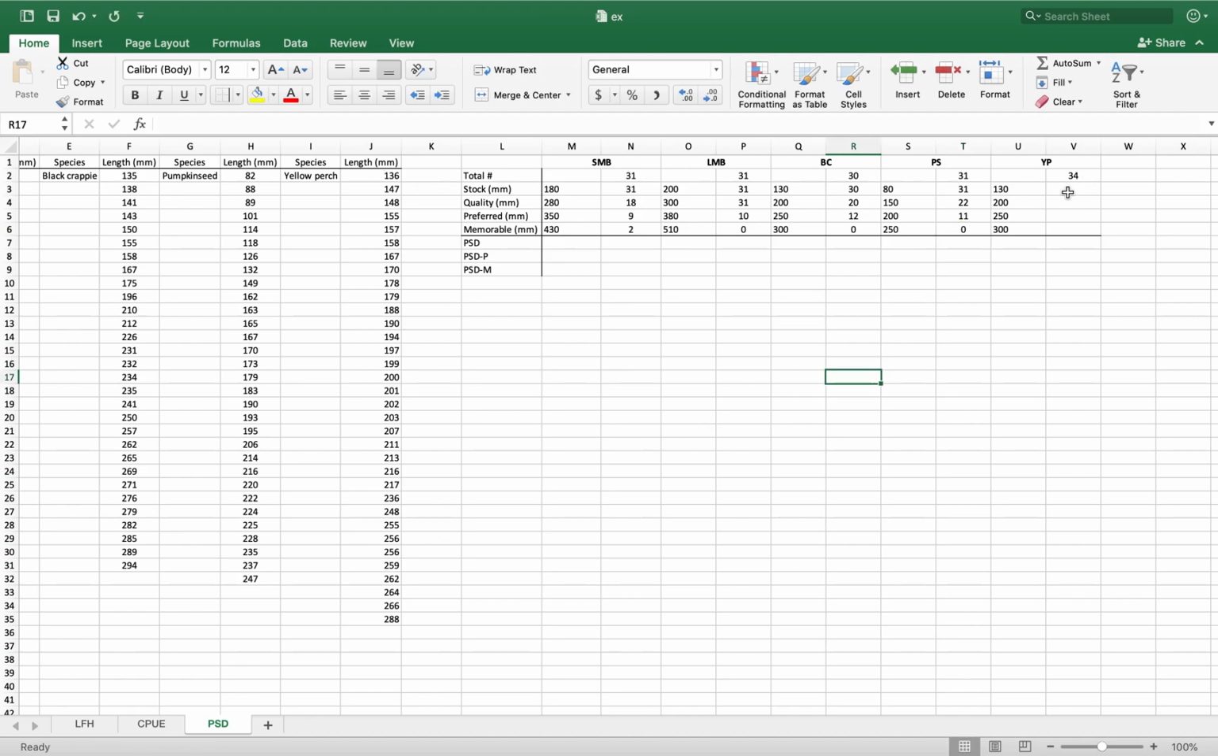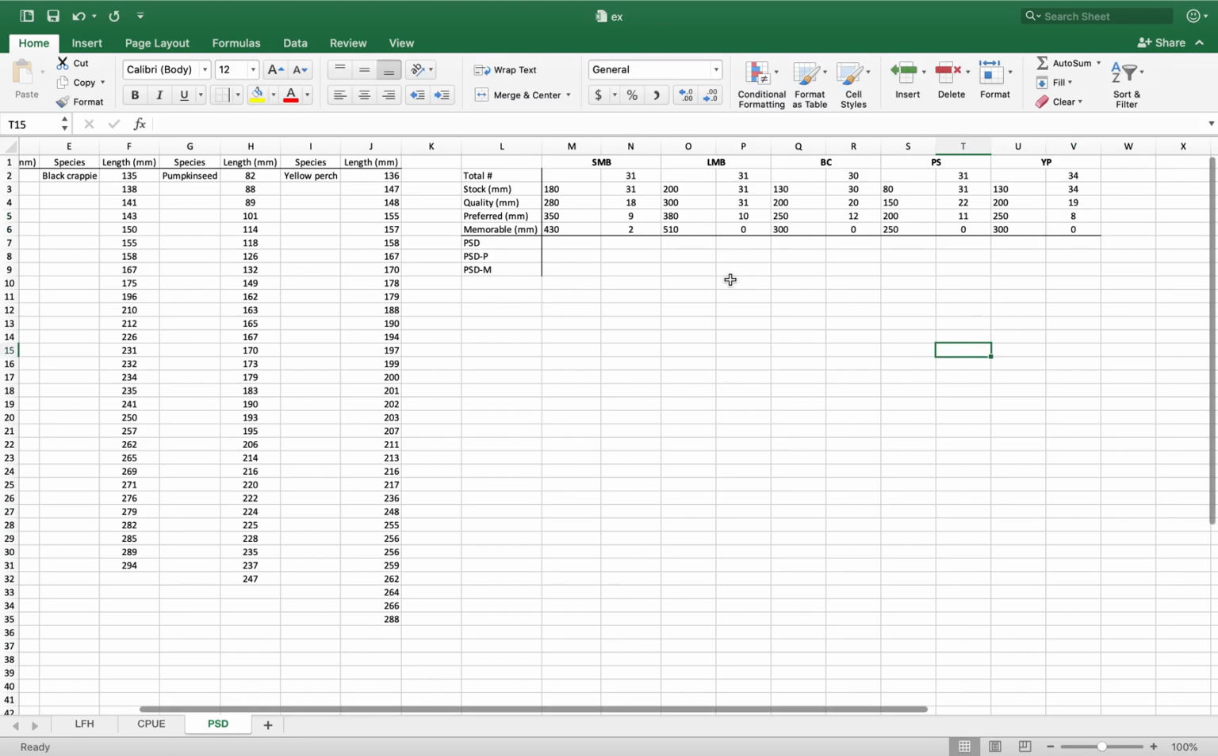So 130 and above, yep, we have 34 of them. Anything over 200, we're going to count those. 19. We're going to go to 250 and above now. 8. And then we don't have any over 300. Okay, so we got all of that right there.